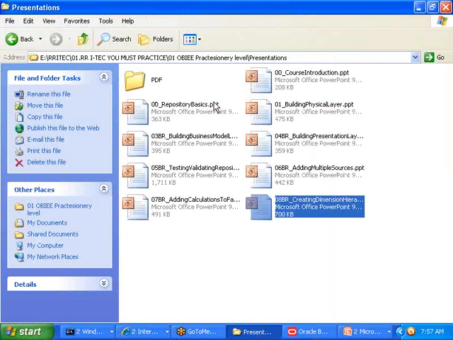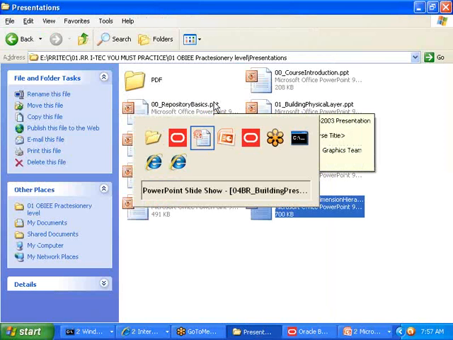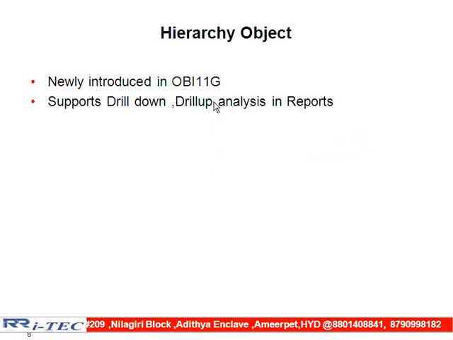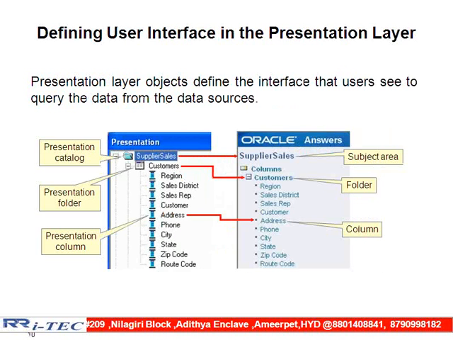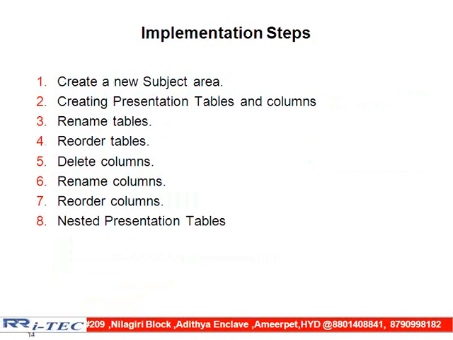Okay. Next point. We understand up to hierarchy object, that's clear. Let us move on to the next one. Presentation layer mappings I showed here somehow, defined using interfaces. See these steps, sir. We should be in a position to understand all these things. Creating a new subject area. You understand or not, sir? Creating presentation tables and columns.